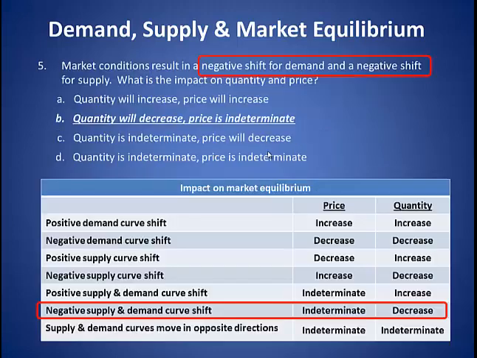Okay, in this case, we have a negative shift for demand and a negative shift for supply. So again, looking at our chart, we have a negative supply and demand curve shift. In this case, to achieve market equilibrium, we can't determine whether the price is going to increase or decrease. We just can't tell that. But we do know that the quantity is going to decrease in this particular case. So the correct answer would be B, quantity will decrease, price is indeterminate.